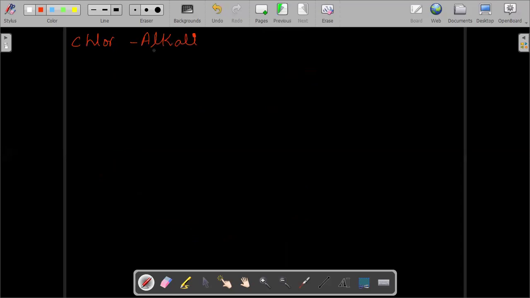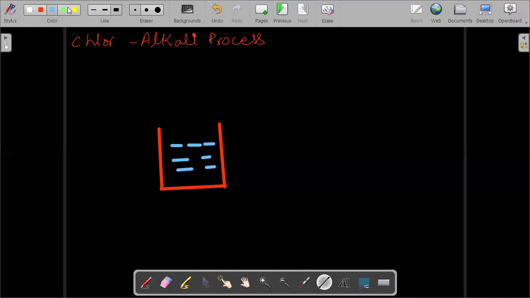What is the name of the solution that we take here? Brine solution, right? So here we take up a brine solution. Brine is a concentrated solution of salt in water. Then we make two electrodes here.